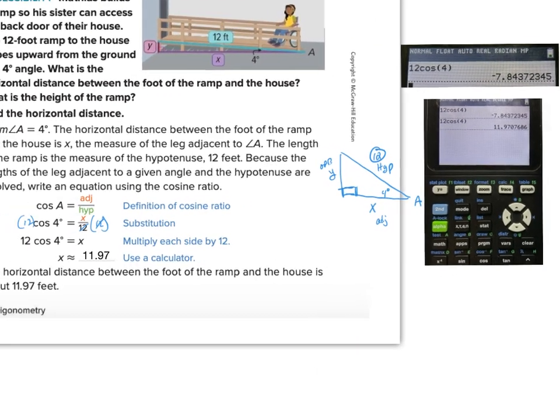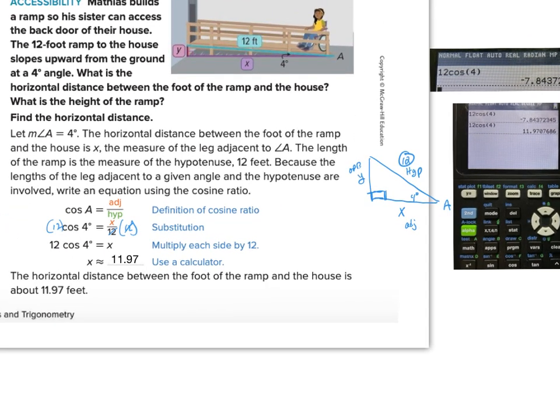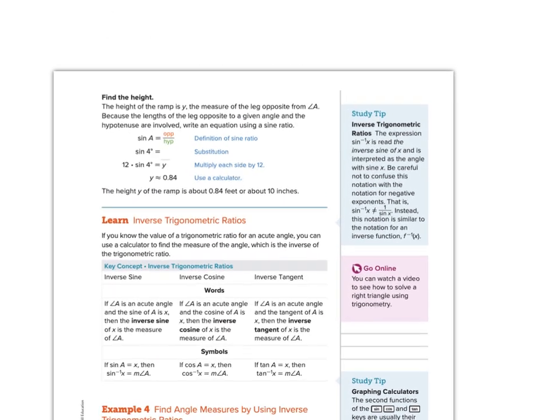So there we go, we're able to do that, come up with this value, and we just said that x is 11.97 approximately. So going on to the next problem, find the height.